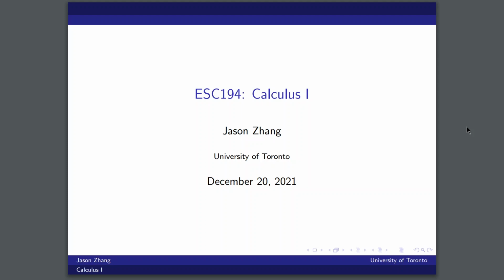I'm a second year engineering science student at the University of Toronto, and today I'll be talking about the course ESC194 Calculus 1. Today is December 20th, 2021. Normally I would be studying for an exam right now, but my last three exams got cancelled by the university because of COVID, and so here I am making this video.